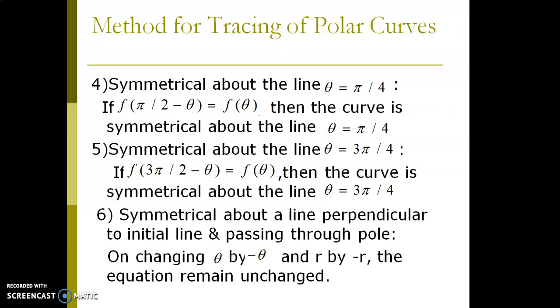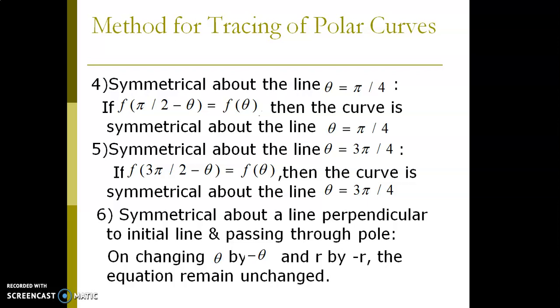Now, the fourth condition for symmetry is symmetry about the line theta equal to pi by 4. If f of pi by 2 minus theta equals f of theta, then the curve is symmetrical about the line theta equal to pi by 4. Fifth one, symmetry about the line theta equal to 3 pi by 4. If f of 3 pi by 2 minus theta equals f of theta, then the curve is symmetrical about the line theta equal to 3 pi by 4.